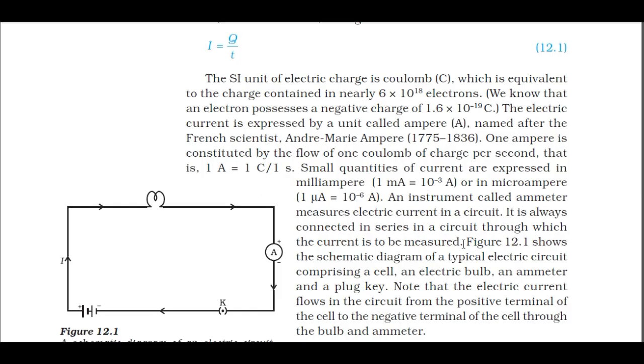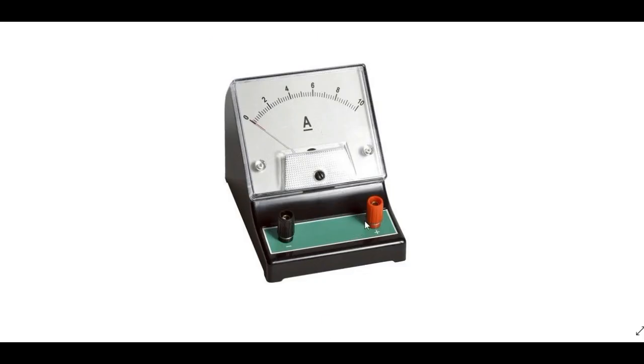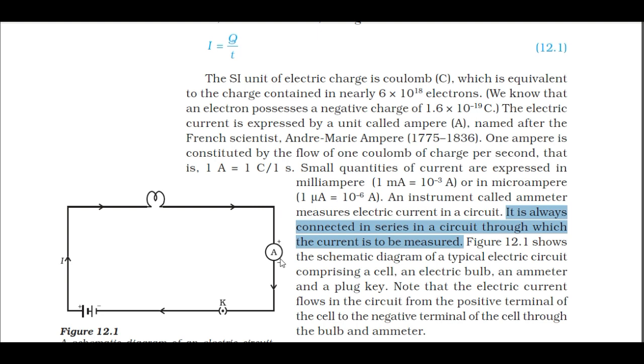This ammeter is always connected in series in a circuit, as you can see written there. So the ammeter is connected like this in series. You can see those two terminals, one positive and one negative, in our circuit diagram. Again, 1 milliampere represents 10 to the power minus 3 amperes, and 1 microampere represents 10 to the power minus 6 amperes. So remember these small things.